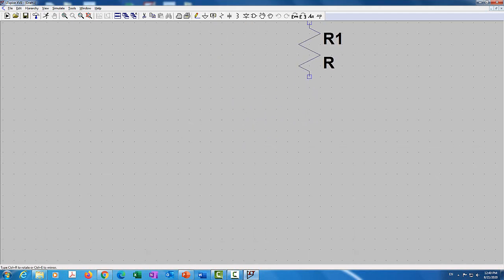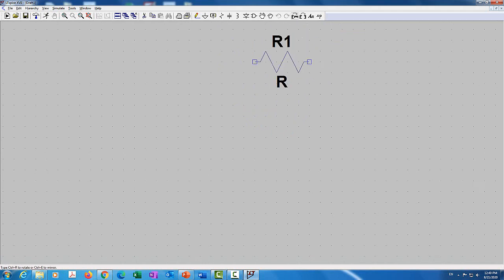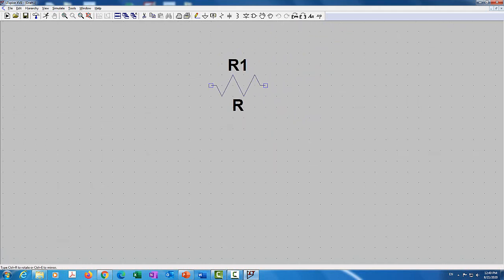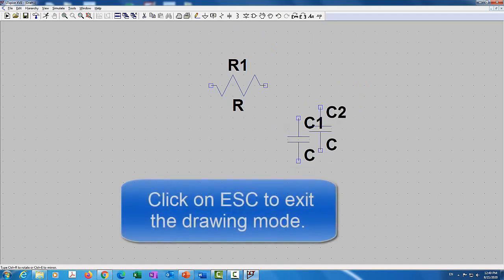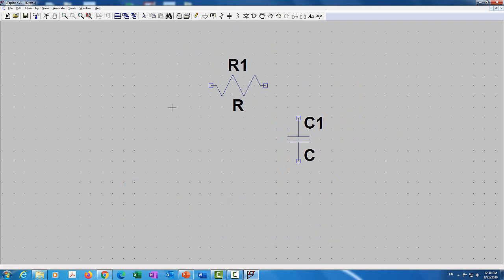Here is my resistor. I'm gonna rotate it 90 degrees, then flip it, and then I'm gonna add a capacitor. Here is my capacitor. Remember that once you place the capacitor or the resistor, to exit the drawing mode, you just click on escape. Escape will make you do that.